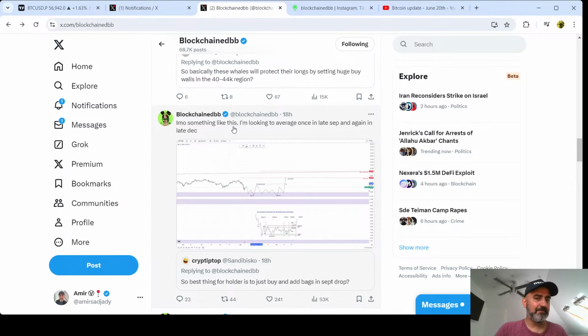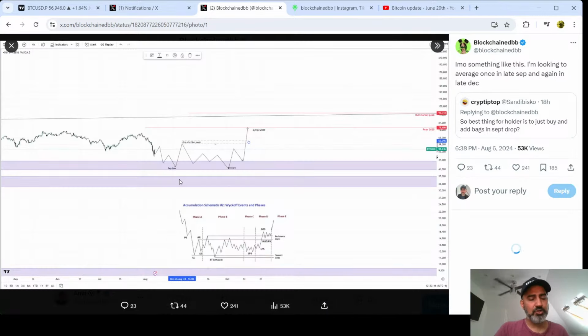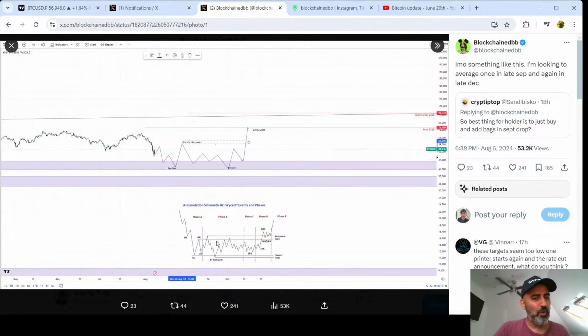In my opinion, something like this, I'm looking to average in late September and again late December. This is quite interesting. So she's actually telling us her trade plan based on her convictions and her analysis. And what she's actually done is drawn a Wyckoff accumulation pattern in the current price action, right? So this is quite interesting.